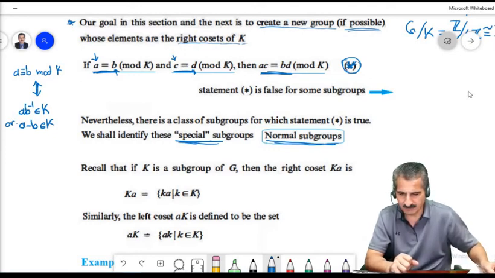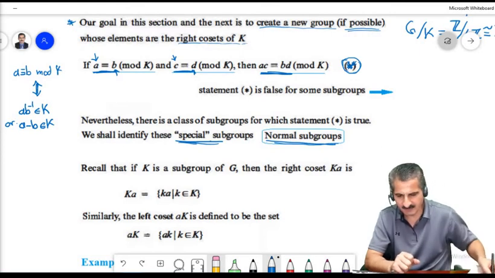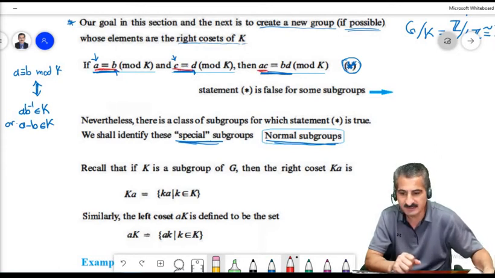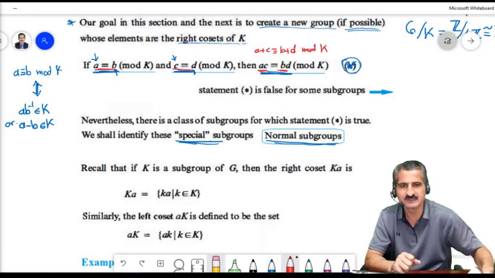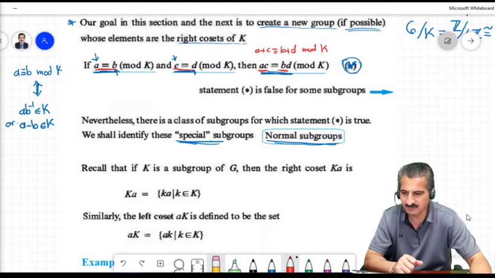Okay, so let's work on that. The idea again, let me emphasize it: if A equals B modulo K and C equals D modulo K, then AC equals BD modulo K. And whenever the operation is addition, we will have that. This is the question: when will we have such a property? What kind of subgroups allow us to do such a thing?